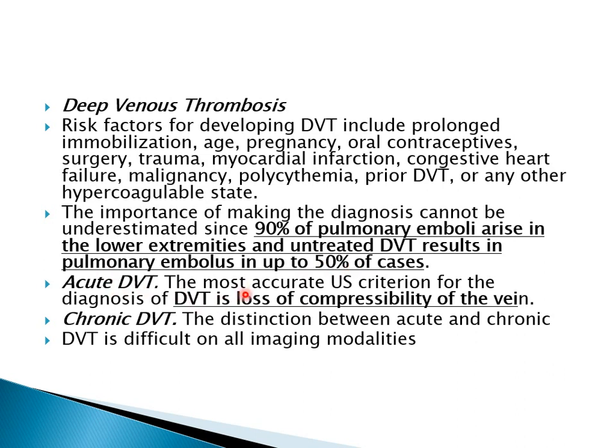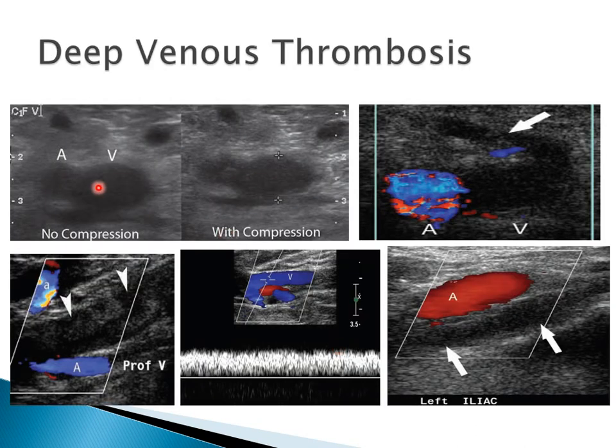In acute DVT, the most accurate criterion, the most important one, is the loss of compressibility of the vein. In chronic DVT, you will have thick wall and irregularity. Sometimes you see the thrombus. Here we have acute thrombus, no compression. If we compress the vein, no compression. Here in the color Doppler, you have no flow in the vein.